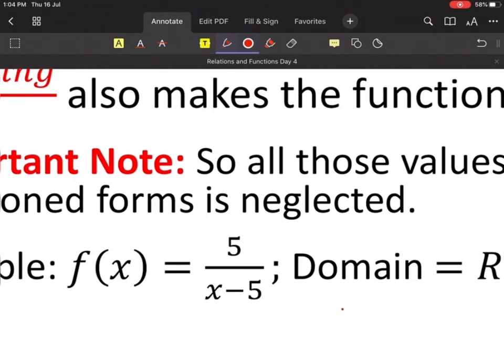When x is 5. Okay, why? Why when x is 5 does it become undefined? Because 5 minus 5 is 0. Very good. Because the denominator becomes 0, right? And if the denominator becomes 0, I will get 5 by 0, and 5 by 0 we already learned is undefined, right? Yes or no?